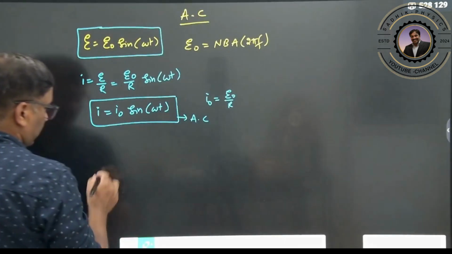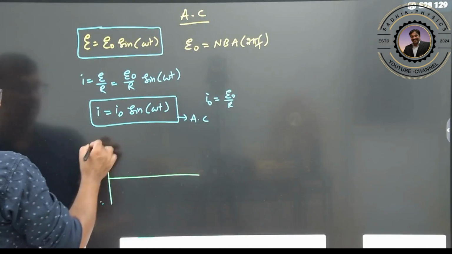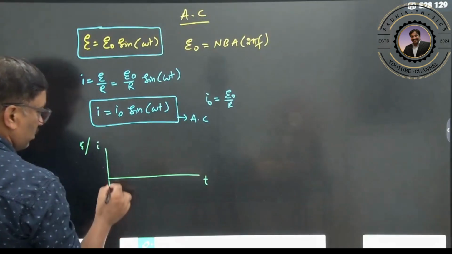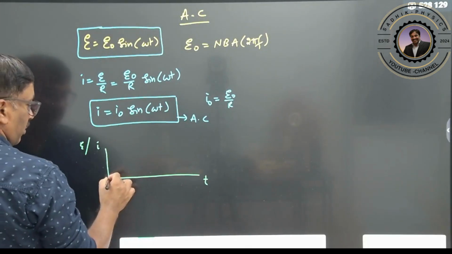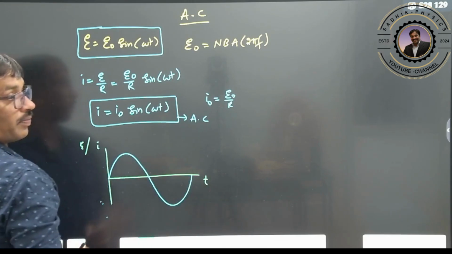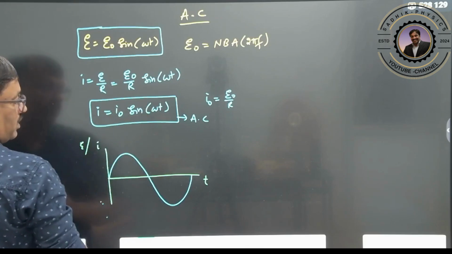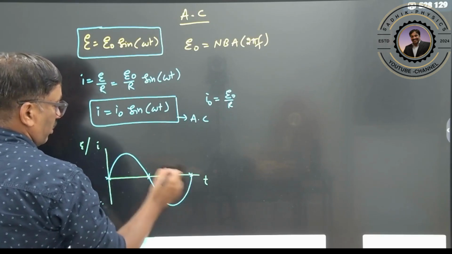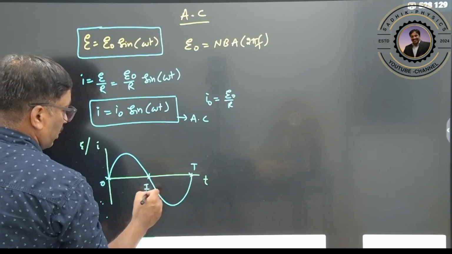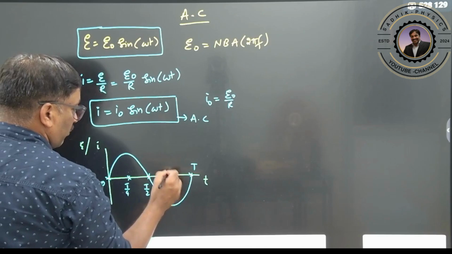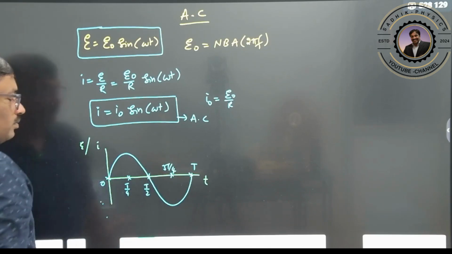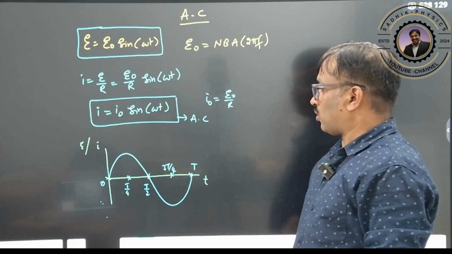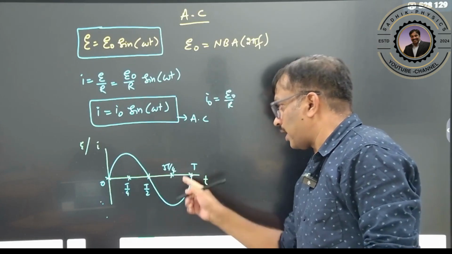This is nothing but a sinusoidal function. Here the current or EMF varies with respect to time. So you can see the sine function like this. At time t equals 0, sine 0 is nothing but 0. So the value is 0, and throughout this time period, t by 4, t by 2, 3t by 4, t. Clear? So this is your alternating current. Like one positive cycle is there, then a negative cycle, like that.